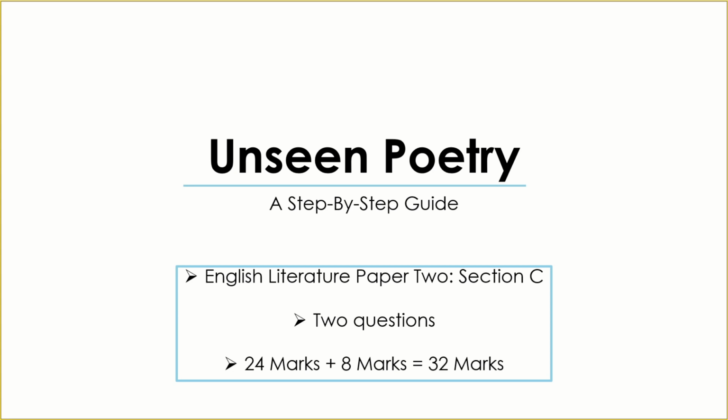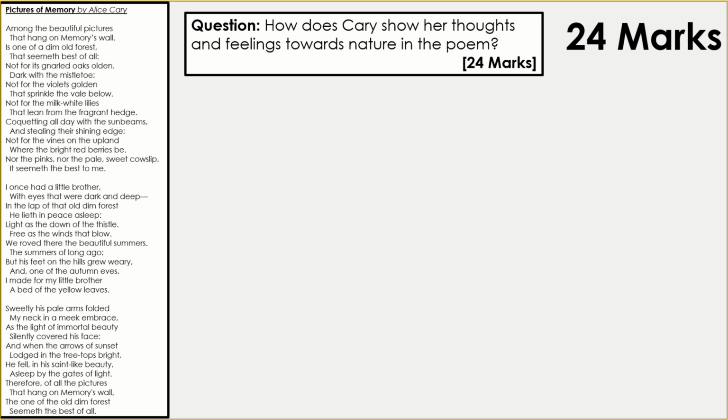Let's look at each question in a little more detail, as well as a step-by-step for how to approach them. Let's start with the 24 marker first. You're given a copy of a poem that you've probably never seen before, unless you're a bit of a poetry enthusiast. For today's question, I'm going to use a poem called Pictures of Memory by Alice Carey.